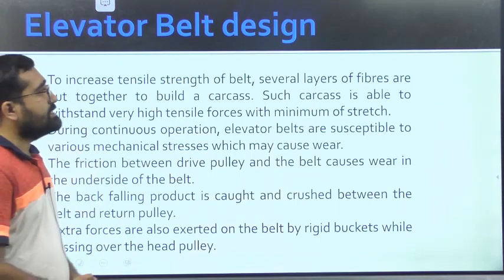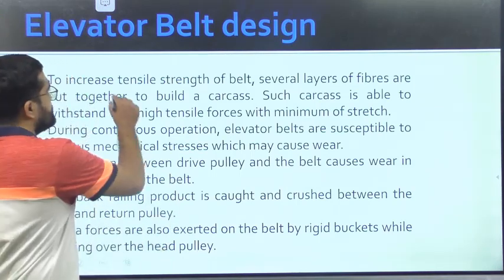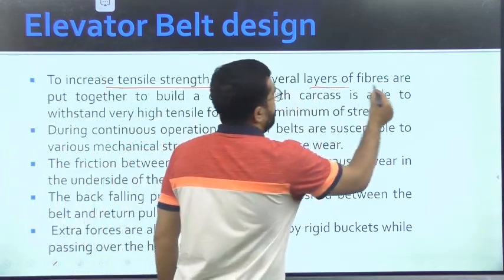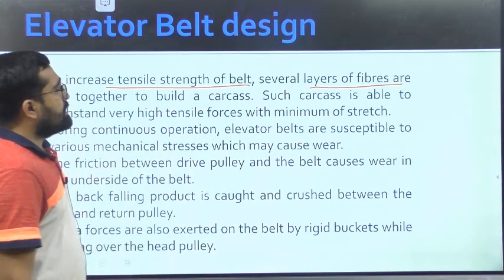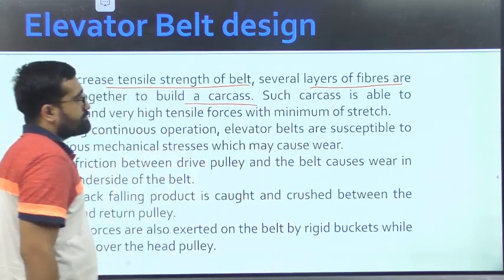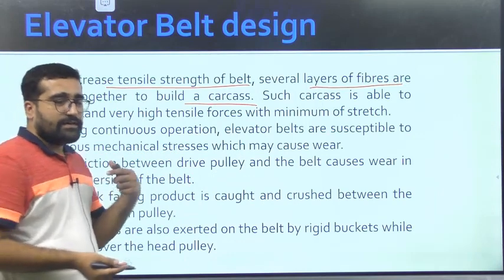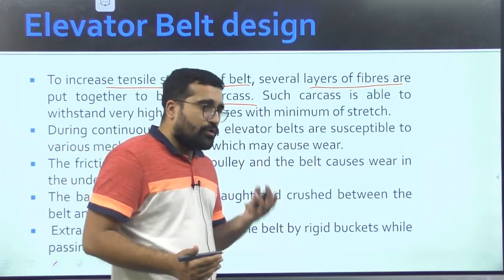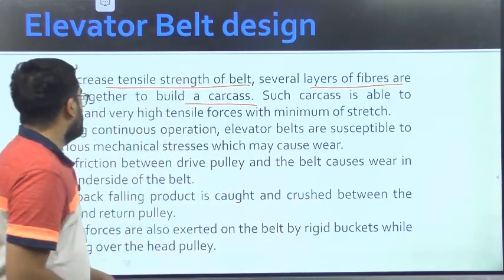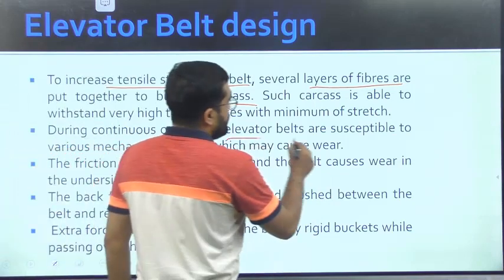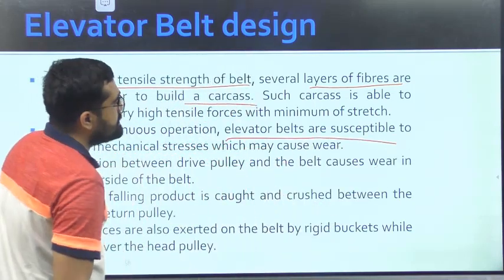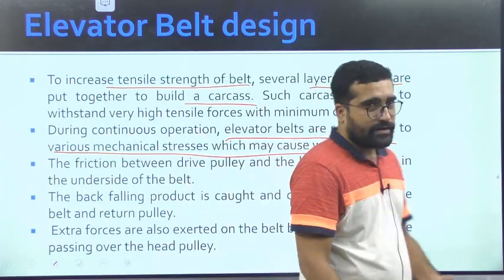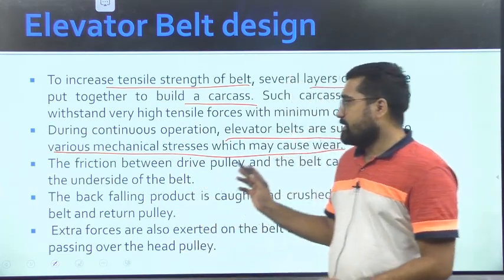To increase the tensile strength of the belt, we use several layers of fiber, which make up the carcass. It will increase the ability of the belt to bear more stresses. Also, during continuous operation, belts are susceptible to various mechanical stresses which may cause wear. So inspection of the belt conveyor is important.